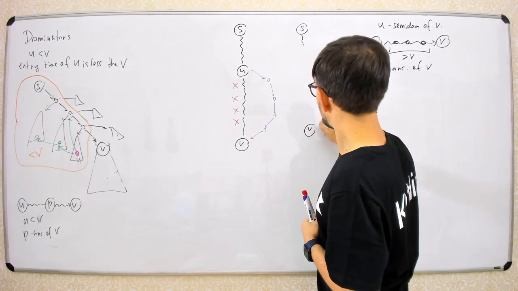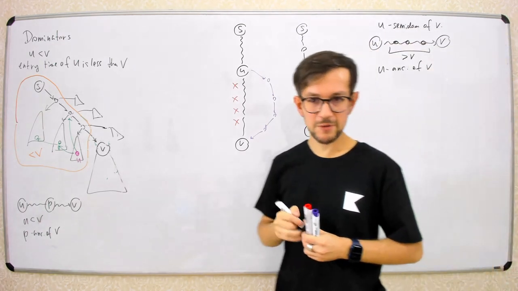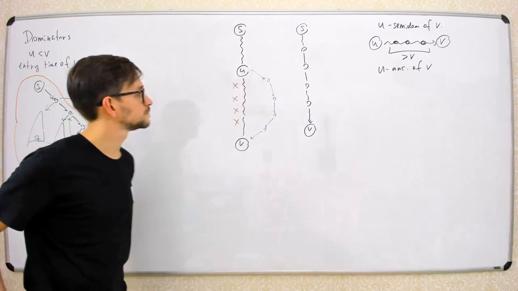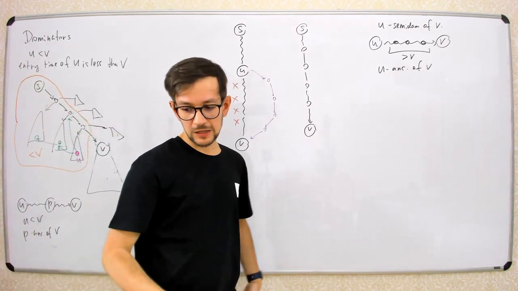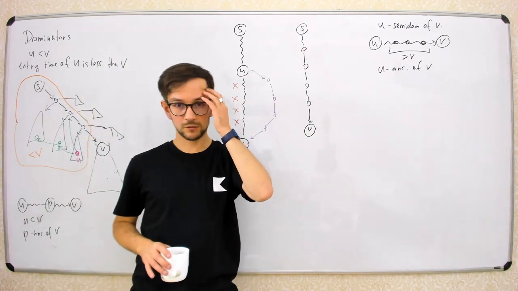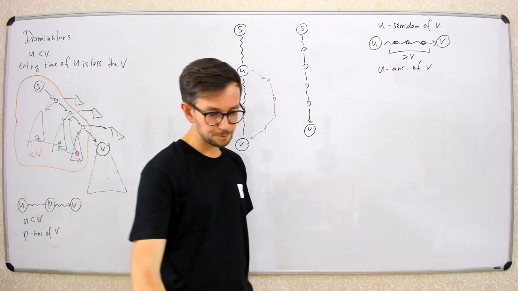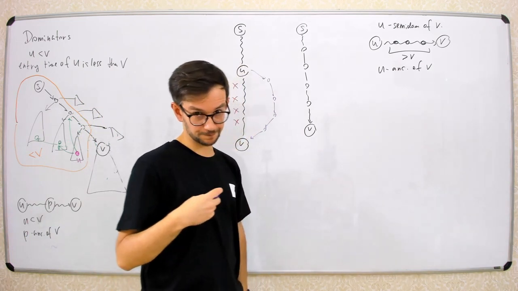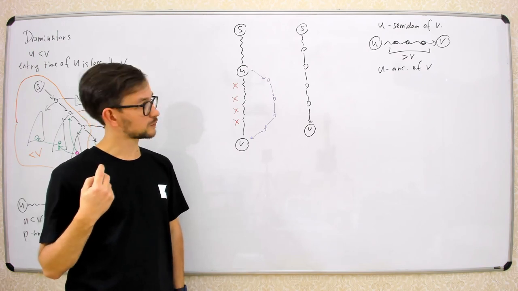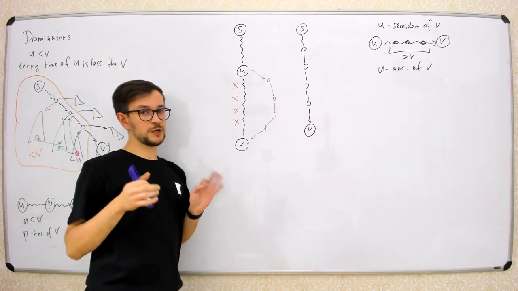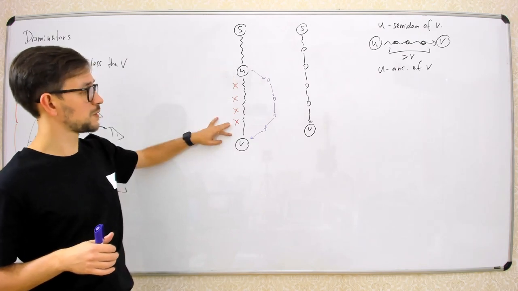Now, if you have several possible semi-dominators, again, you have this node V, and you have several semi-dominators. Which of these semi-dominators is the most important one? What do you think? If you have several semi-dominators, you actually need only one. Which one? Again, why do we need semi-dominators? They are used to prove that these nodes are not dominators. If you have a semi-dominator, then all nodes below are not dominators.